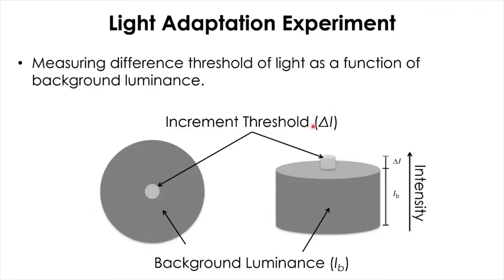Here, this triangle-looking letter is delta. This is another Greek letter, capital D. And I is the intensity, right? So this is the increment threshold or difference threshold between the background and the spot. And the IB, the intensity of the background, is the background illuminance.